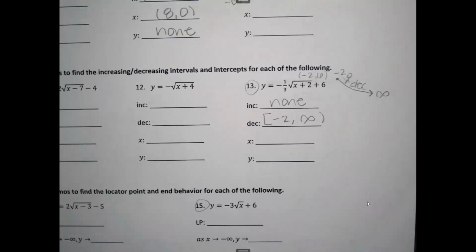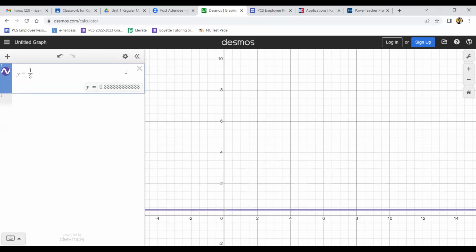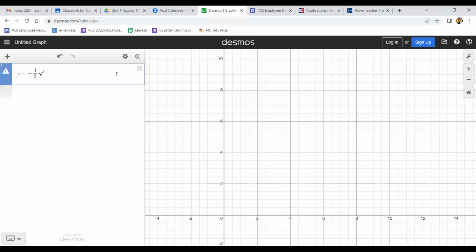Let's go ahead and plug that in and get the x and the y intercepts. So grabbing Desmos, gonna type y equals -1/3 sqrt, x plus 2, plus 6. All right, there's the y-intercept. That's pretty easy to find. That x-intercept is going to be kind of a doozy because I can see it goes off to the right quite a bit. So I'm going to write this y-intercept down. And now I'm going to go hunting for that x-intercept.